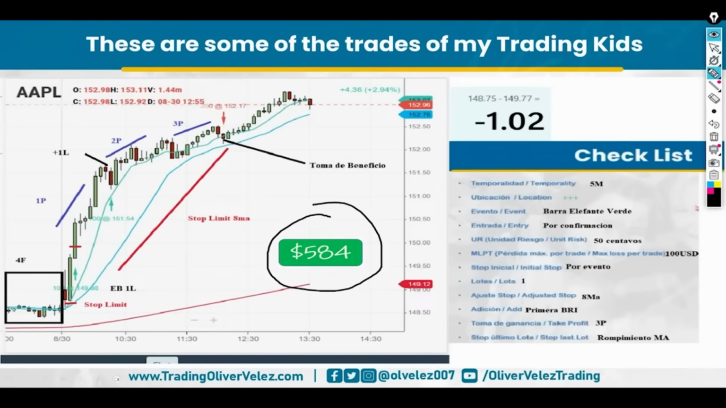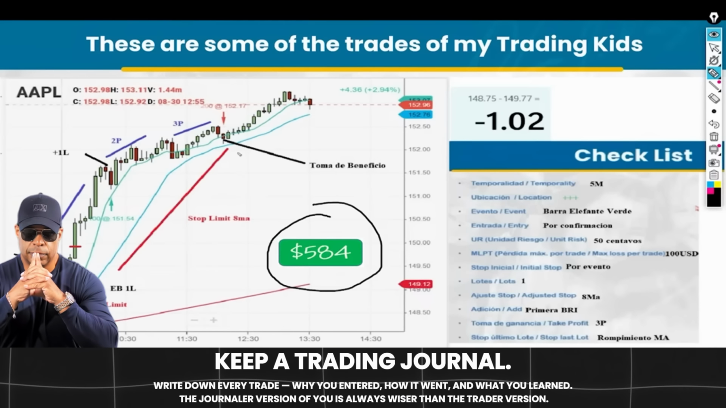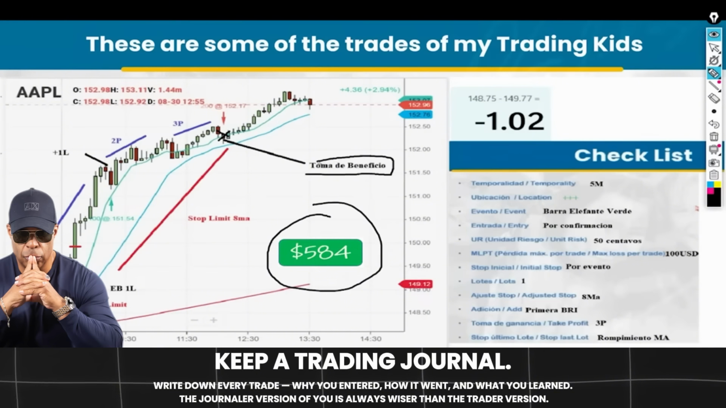$584. Look at the state. Look at how they know what they're doing, right? Narrow state, boom, elephant bar. What's the probability of a fat green bar above a narrow state? It's up. All right. Coming out of, is it toma de beneficio? I love that. Boom. All right.